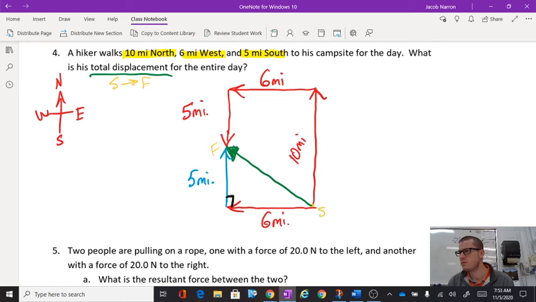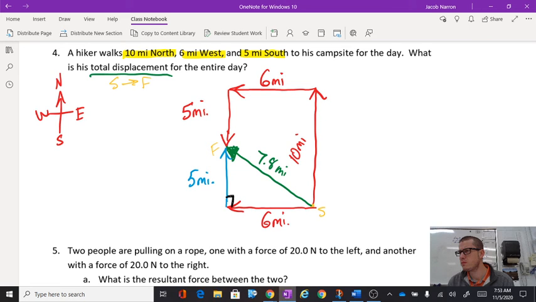Now it's Pythagorean theorem, everyone's favorite. So 5 squared plus 6 squared. I'm going to square root my answer, and I get 7.8. I'll just keep it at 7.8. So I get 7.8 miles right here. That was the total displacement.